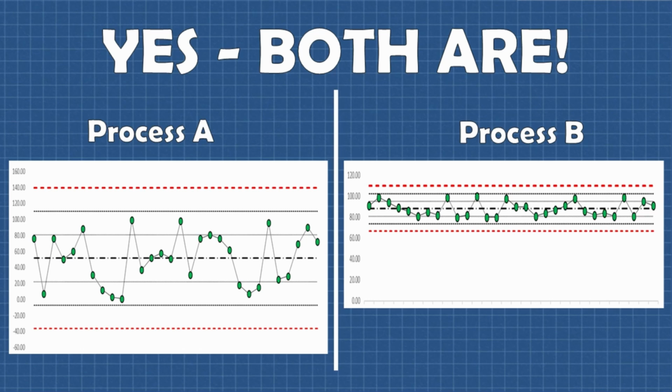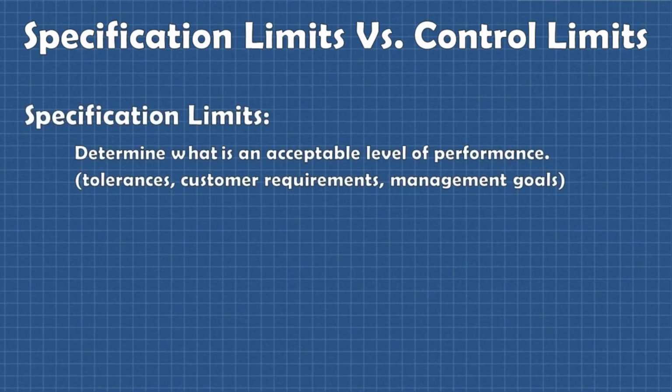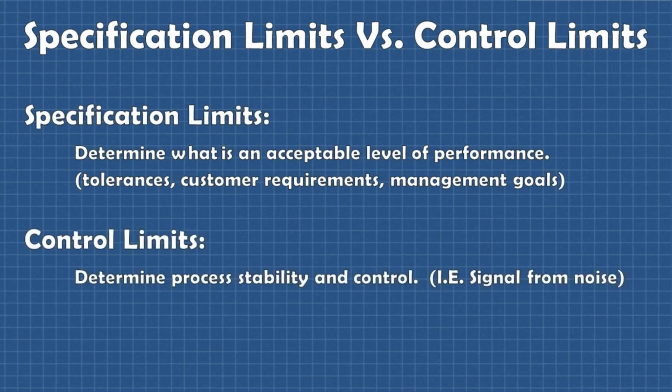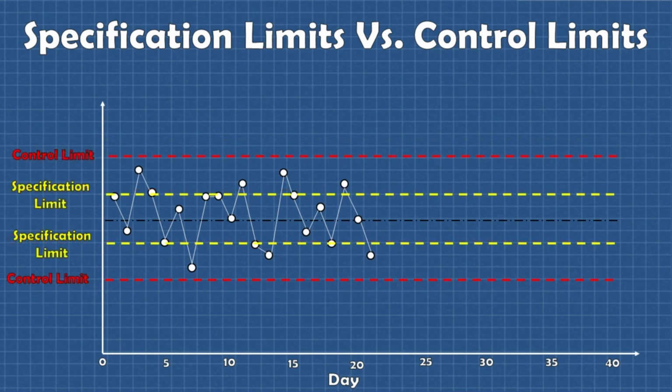And this is a good segue into my last point about control charts, which is that control charts by themselves tell us nothing about the performance of a process. It is common to mistake control limits for specification limits. Specification limits tell us what is acceptable, whereas control limits determine process control. You can easily have a process that is out of control and still meeting specifications, and conversely, you can have a process that is in control and not meeting specifications.